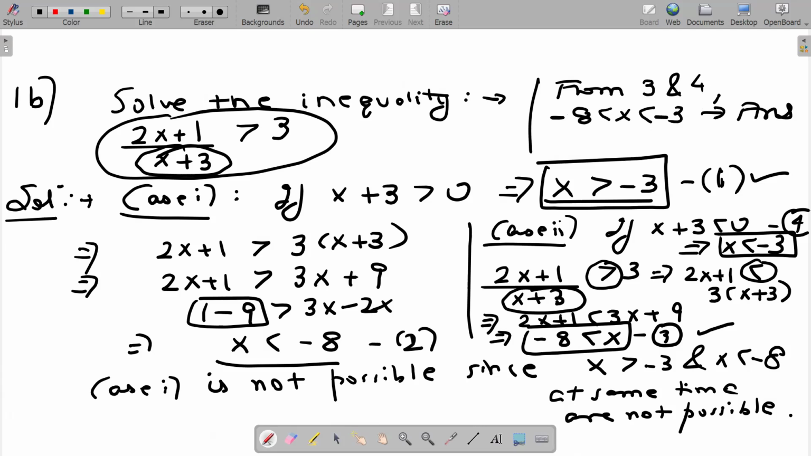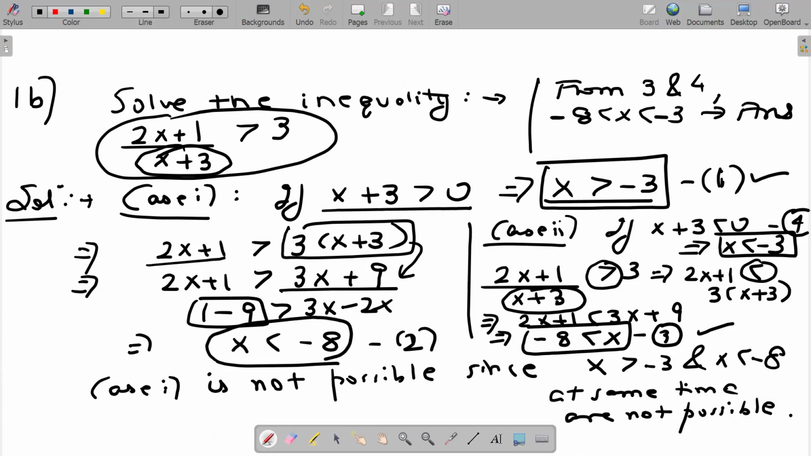So I am repeating how we solved this question. First, I took the case of x plus 3 being strictly positive. So if x plus 3 is strictly positive, then 2x plus 1 is greater than 3 times x plus 3. If I open up the brackets and solve it further, I get x less than minus 8. But from case 1, if x plus 3 is positive, x is more than minus 3. But x more than minus 3 and x less than minus 8 together are not possible at the same time.